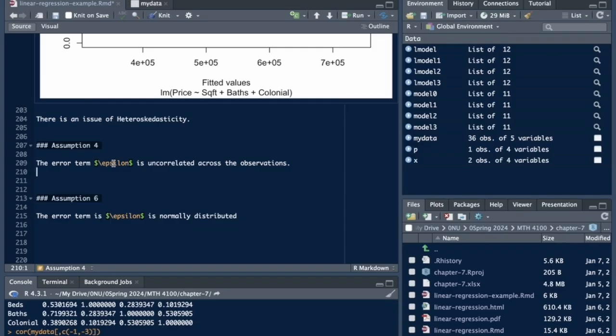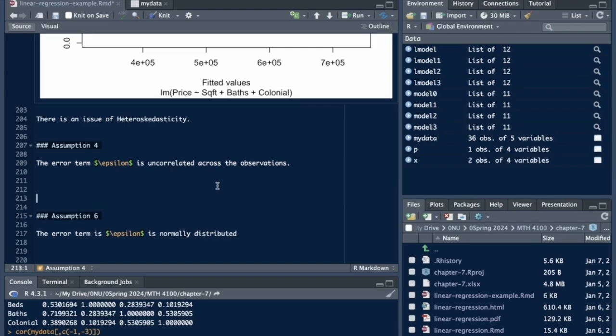Assumption 4: the error term epsilon is uncorrelated across the observations. In this case, we are going to look at either a residuals versus fitted plot, or the residuals versus the time order, which is not available here. Or sometimes we use something called the Durbin-Watson (DW) test. The idea is the error term is uncorrelated across the observations. That means we are assuming there is no autocorrelation. So I'm going to use the Durbin-Watson test.